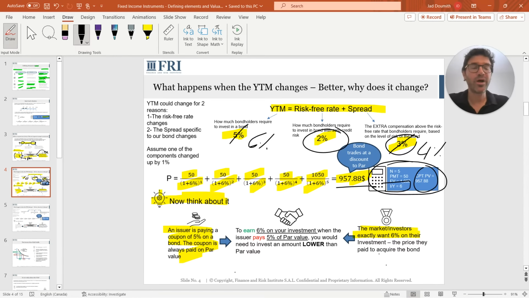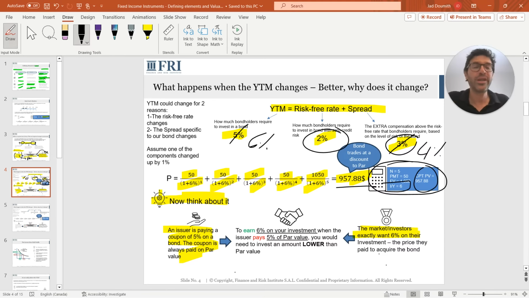Now imagine you buy the bond for 957.88. So someone bought it at 1,000 and then the yield suddenly went up and this person is now looking to sell that bond. You would never buy the bond for 1,000 because if you buy it for 1,000, you would earn a yield to maturity of 5%.